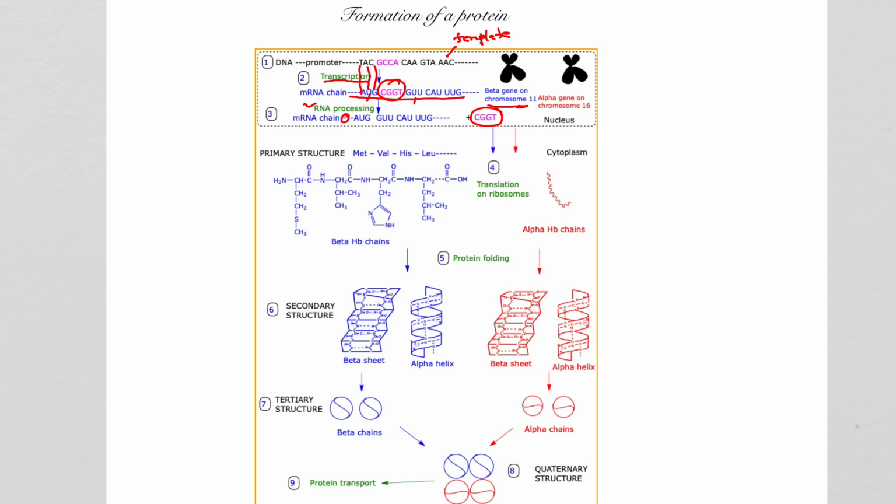And then, of course, there are caps and tails that are added to protect the two ends of the mRNA. And then the mRNA, as well as all the other RNA, tRNA, ribosomal RNA, and so on, gets transported out of the nucleus. This is your nucleus, into the cytoplasm.